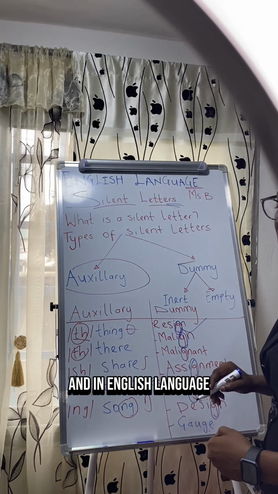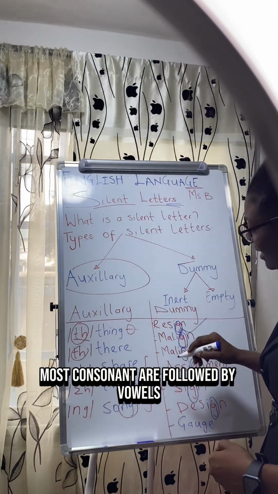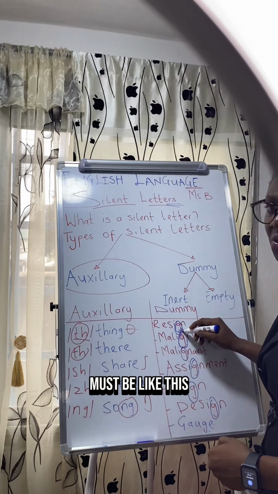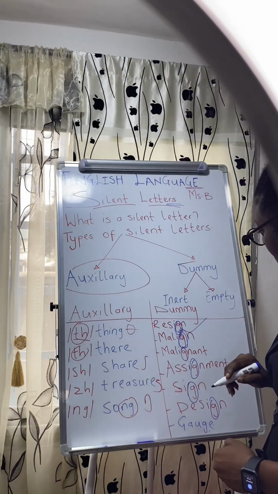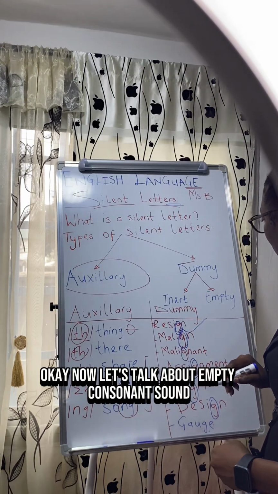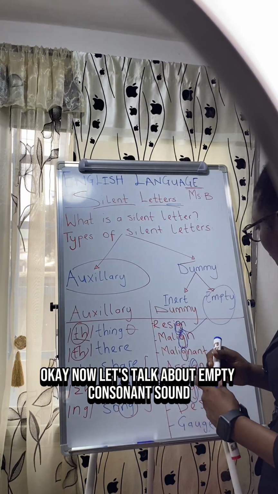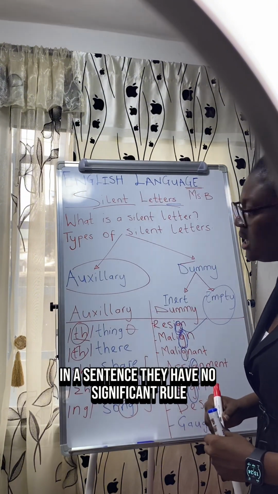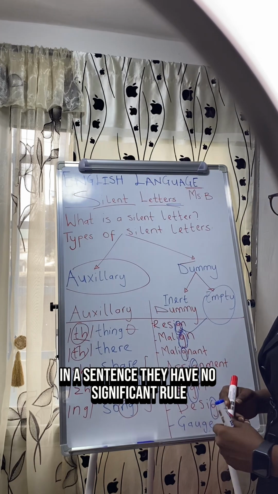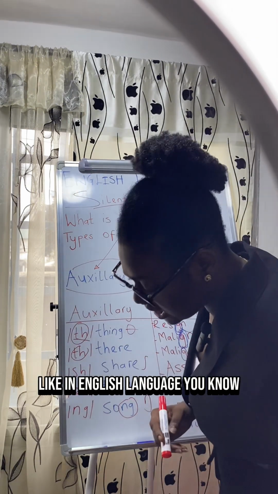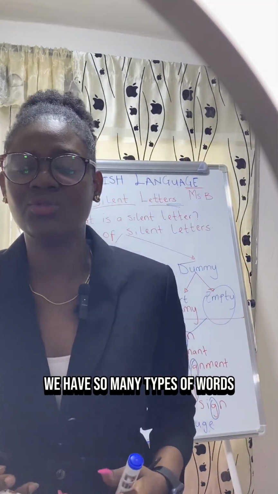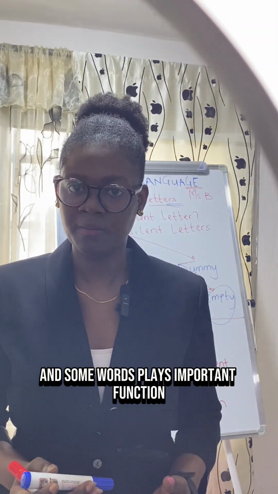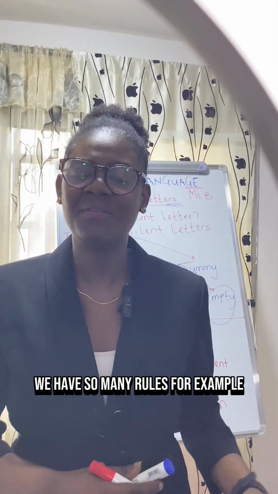And in the English language, most consonants are followed by vowels. Now let's talk about empty consonant sounds. When we talk about empty consonant sounds, they have no significant role in a sentence. They have no significant role. In the English language, we have so many types of words, and some words play important functions. And when we talk about silent letters, we have so many rules.